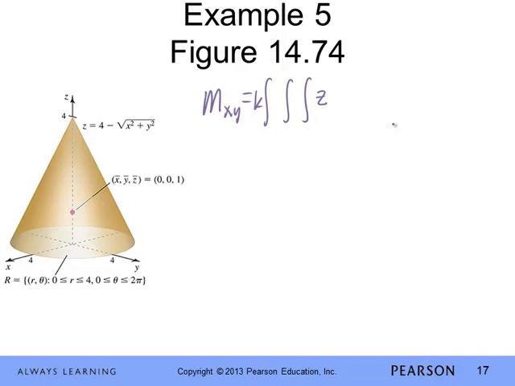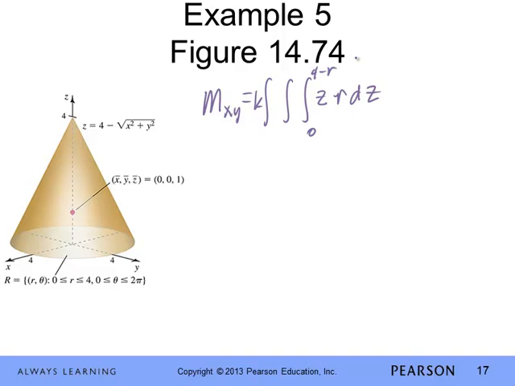Now, the surface is given by z equals 4 minus the square root of x squared plus y squared, except we're now going to switch over to the cylindrical coordinate system. So we replace the square root of x squared plus y squared by r, so you have 4 minus r. So z is going to vary between 0 and 4 minus r. And don't forget your r that comes with your dV element for cylindrical coordinates. So dz, z goes from 0 to 4 minus r.